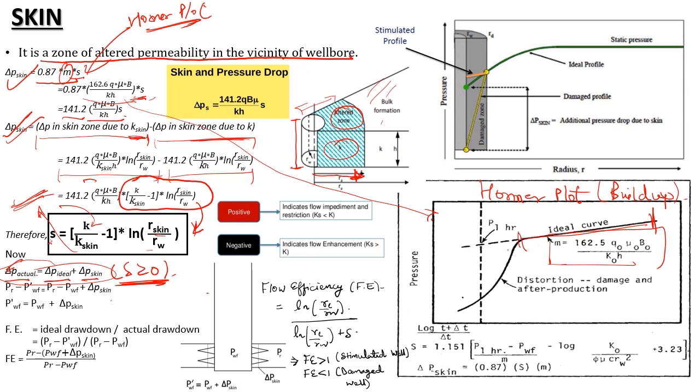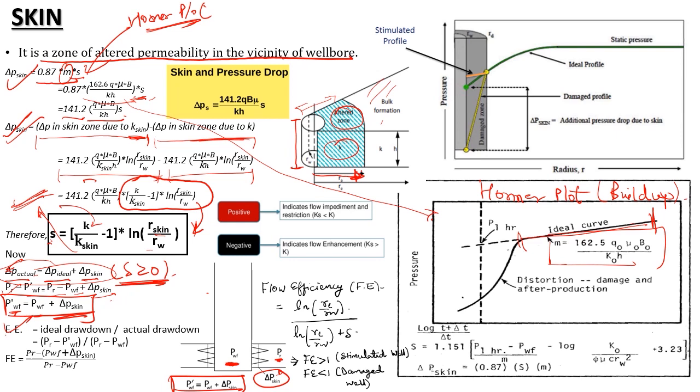Now delta P actual is equal to PR minus PWF dash, which is equal to PR minus PWF plus delta P skin. If I want to discuss my ideal flowing bottom hole pressure, PWF dash is equal to PWF plus delta P skin. So you can see this is my delta P skin region, this is my actual flowing bottom hole pressure, and this is my reservoir pressure. So my ideal flowing bottom hole pressure would be PWF dash equal to PWF plus delta P skin.